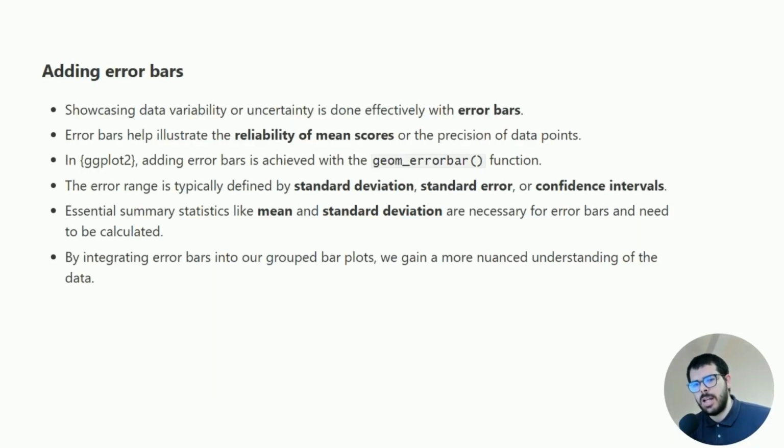One way to enhance our plots is to add error bars to our columns. Adding those error bars allows us to illustrate the reliability of the estimates in the visualization that we're doing. And this basically is done using the function geom_errorbar from ggplot2. Let's see how this is done.